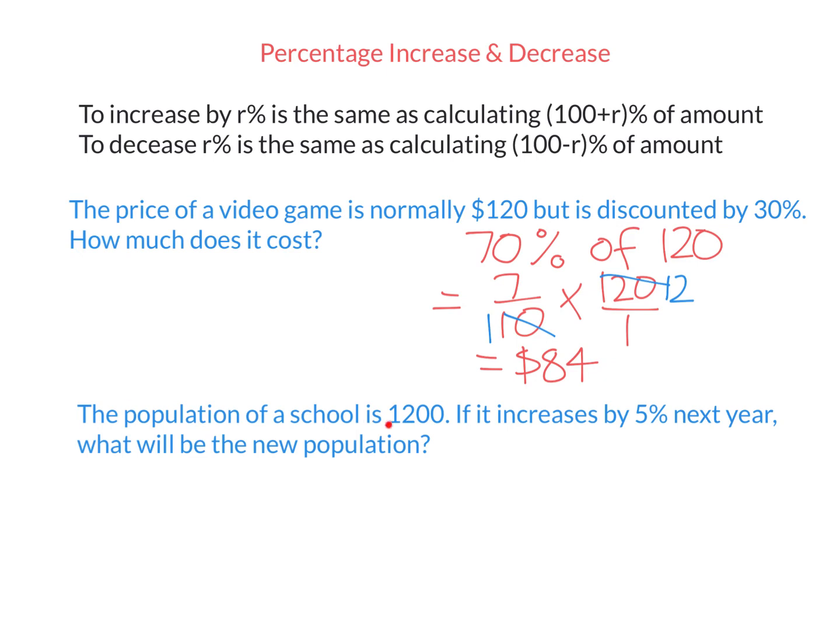So let's say population of a school is 1,200, increases by 5%. What will be the new population? So think of 100% of something is a whole. You know, if you got 100% in your maths test, you got every question right. So if you take a whole, 100%, and add 5% to it, you are finding 105% of that number. So to increase an amount by 5%, you're finding 105% of it.